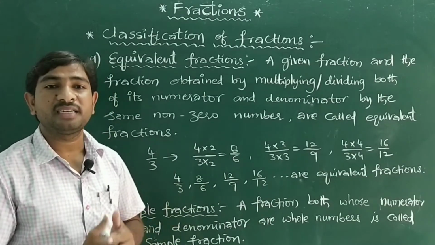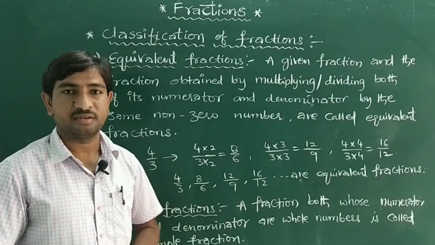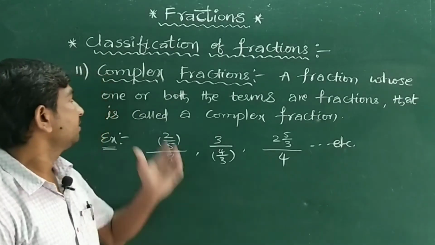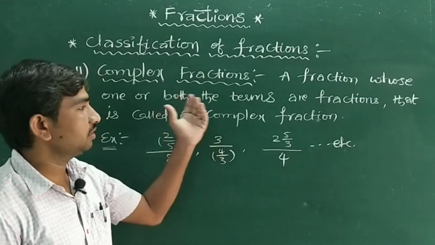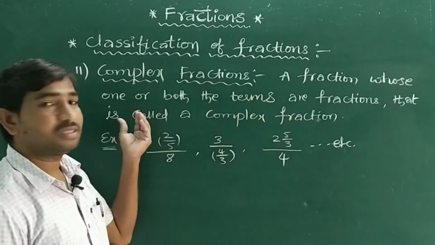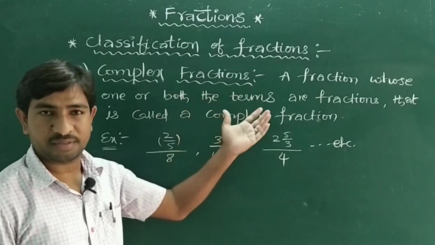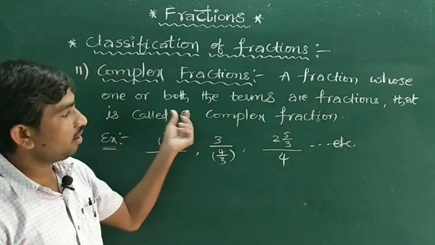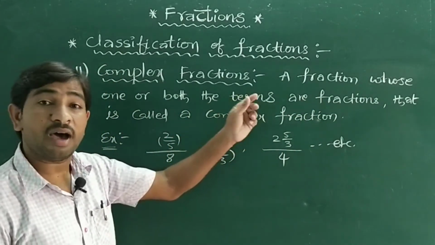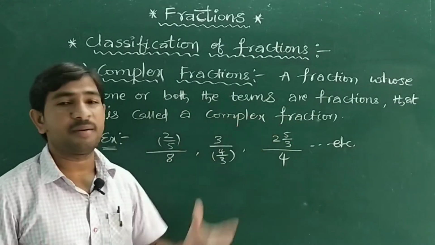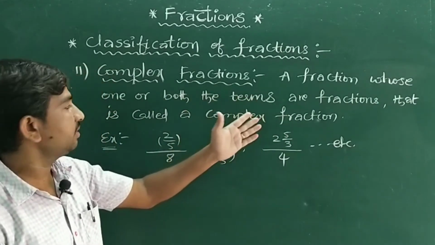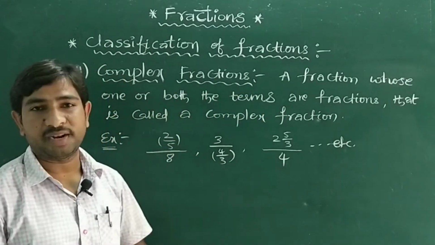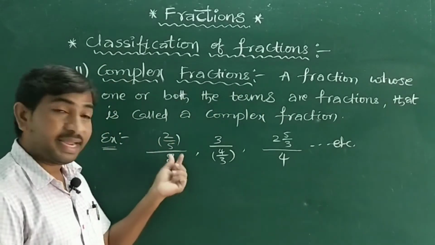Now the final one is complex fractions. This is the last type of fraction, and it is very important. A fraction whose one or both terms, meaning numerator and denominator, are themselves fractions is called a complex fraction. For example, 2 by 5 by 8 again here.